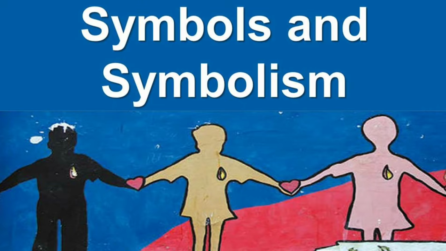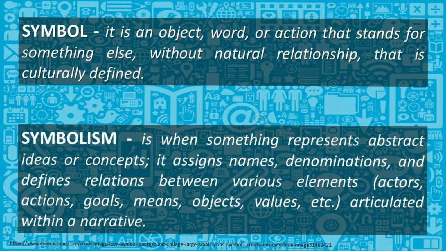Now let's have symbols and symbolism. Let's start with the definition of symbols and symbolism. A symbol is an object, word, or action that stands for something else without a natural relationship, that is culturally defined. Symbols such as gestures, signs, objects, signals, and words help people understand the world. And symbols provide clues to understanding experiences. Not only that, they also convey recognizable meanings that are shared by society.